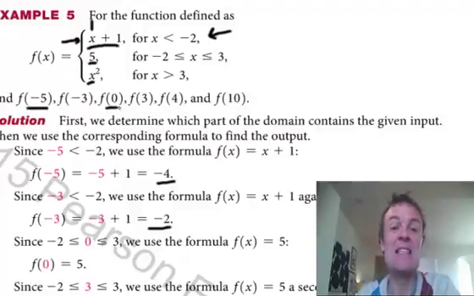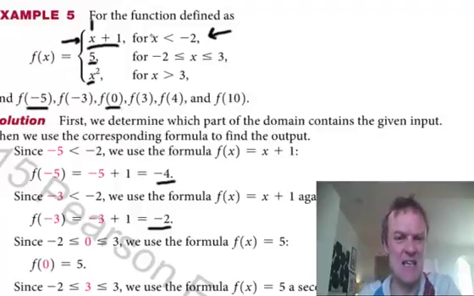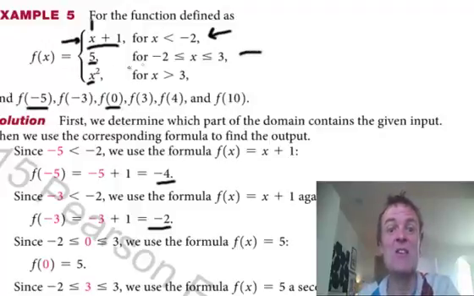When x is 0, f of 0, 0 is in between -2 and 3. So I've got to use this second part. This is just saying the answer is 5. Let's look down here: when x is 0, the answer is 5.